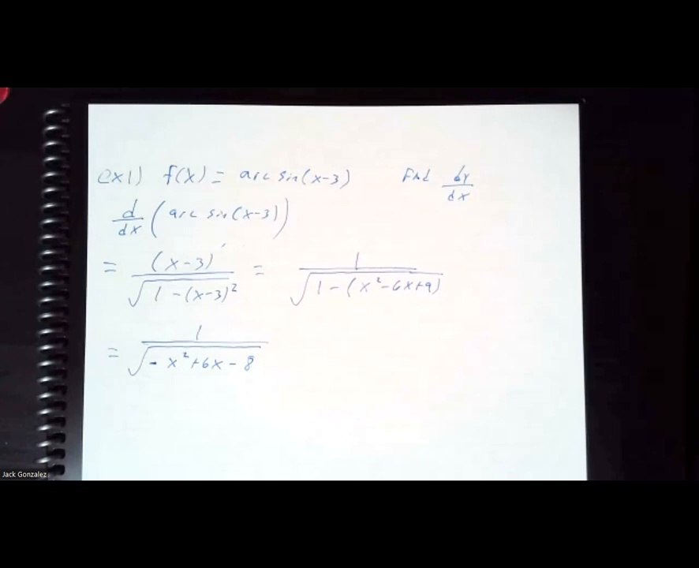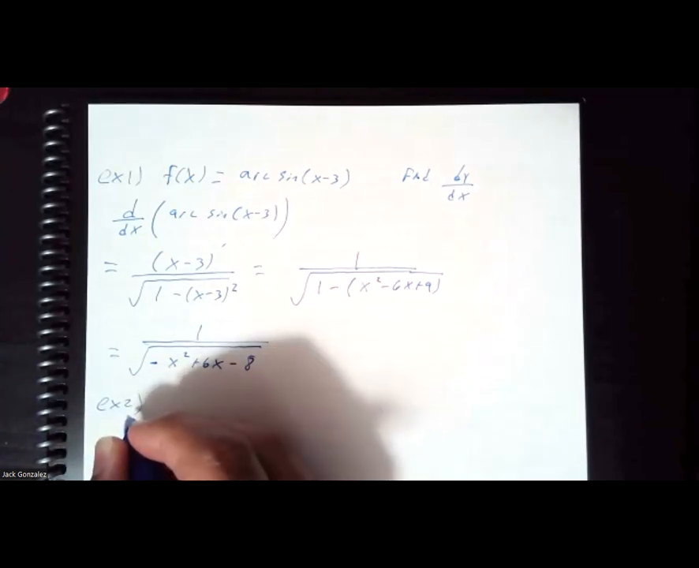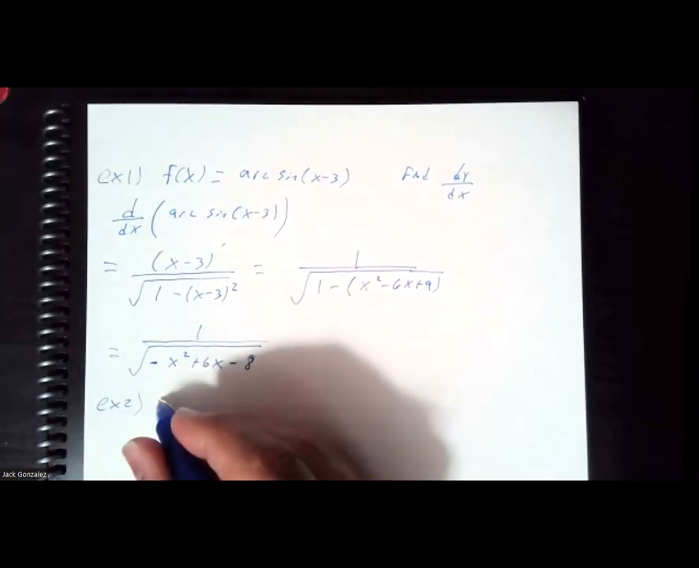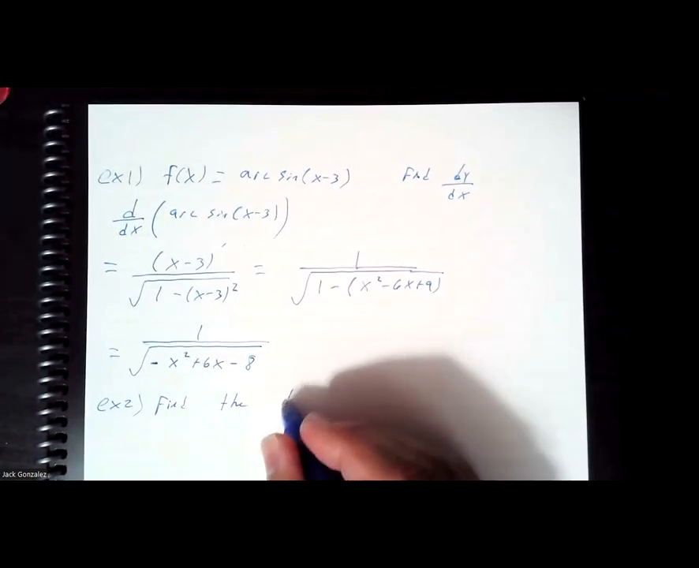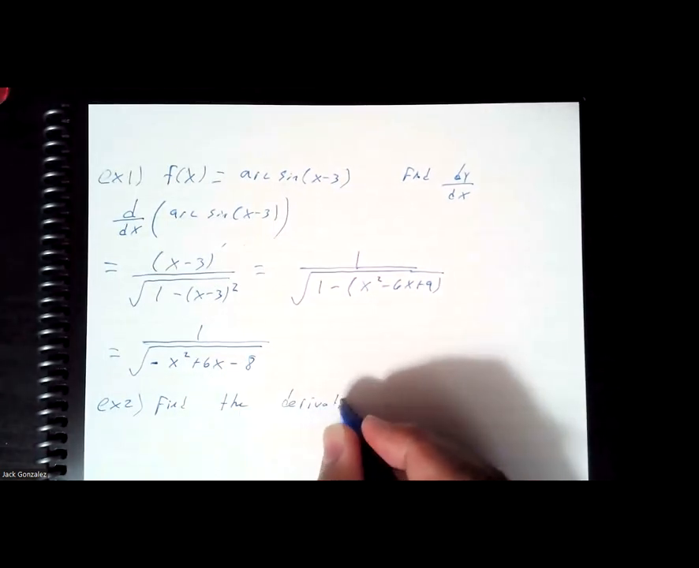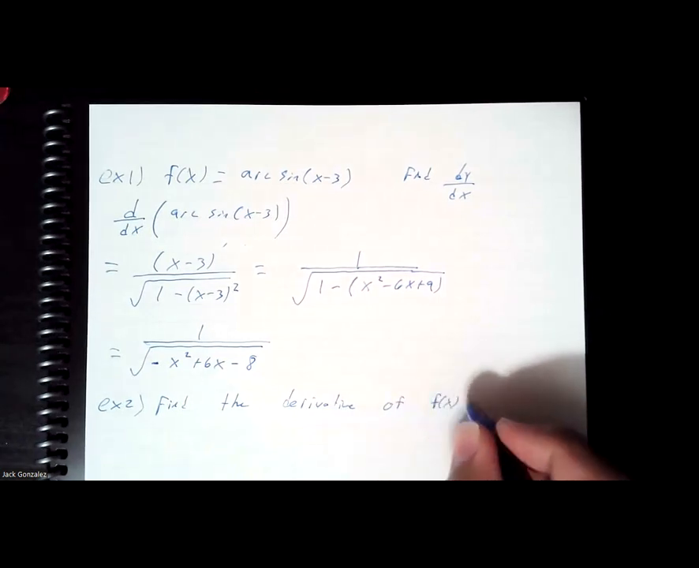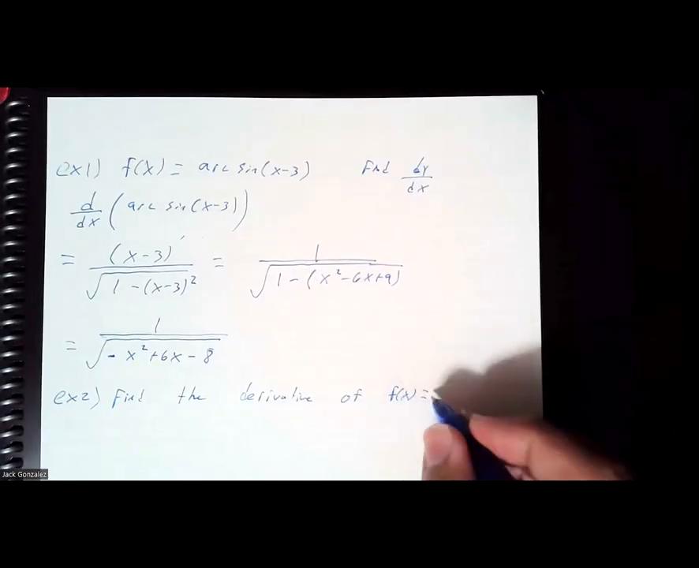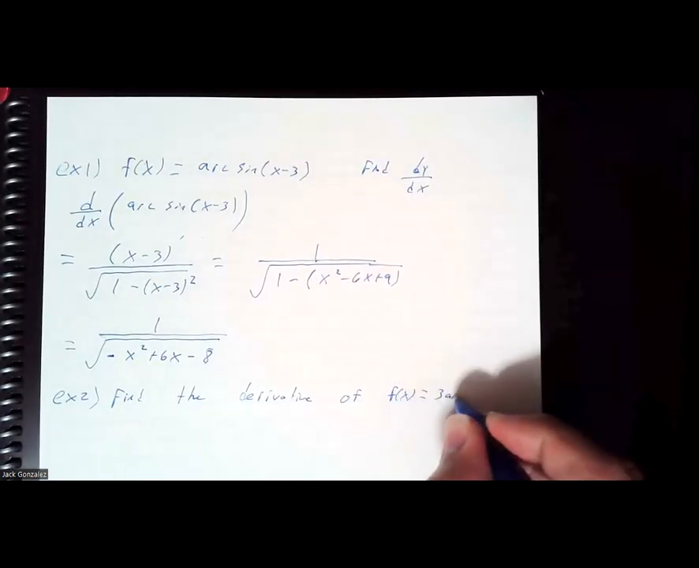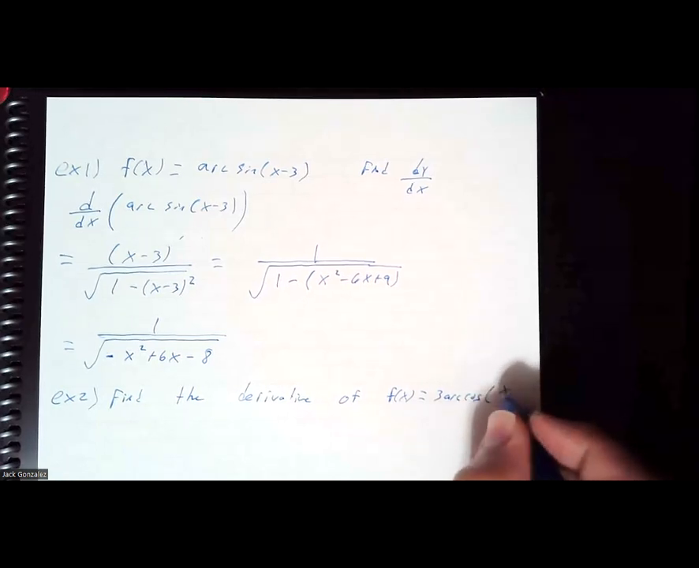Okay. Let's do another one. Find the derivative of f of x equal to 3 arc cosine of x over 7.